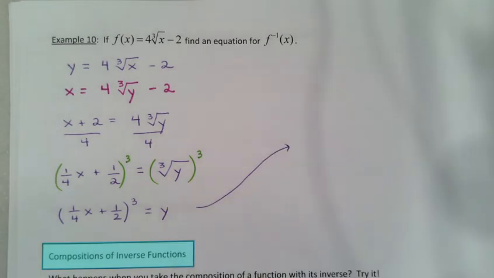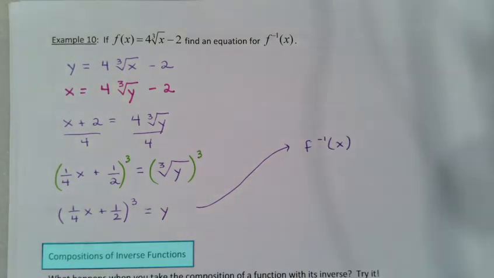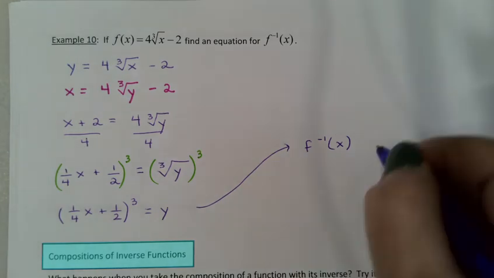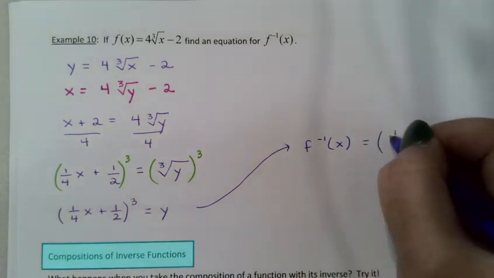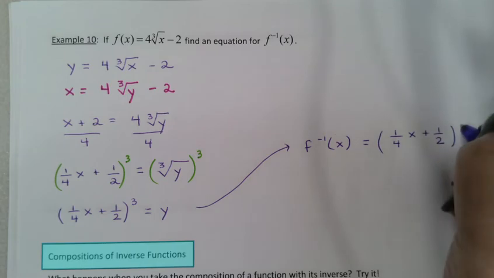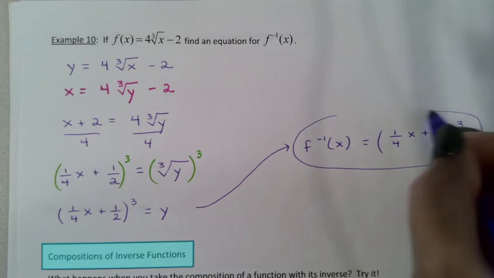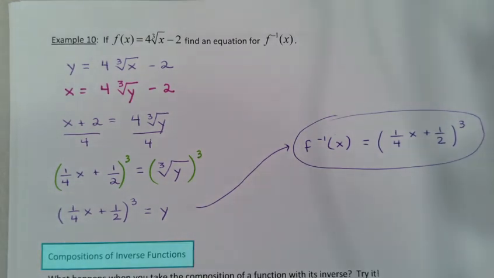Now that I've solved for y, all that's left to do is write the inverse function notation. f inverse of x is 1/4 x plus 1/2, cubed. All right, so that's how you find the equation for an inverse function. Switch the x and y and solve for the new y value.